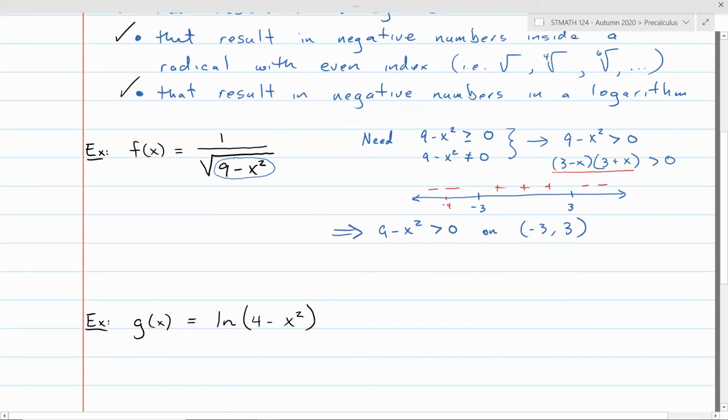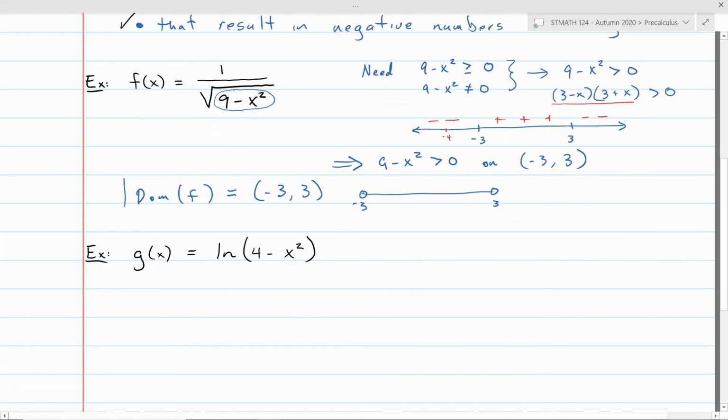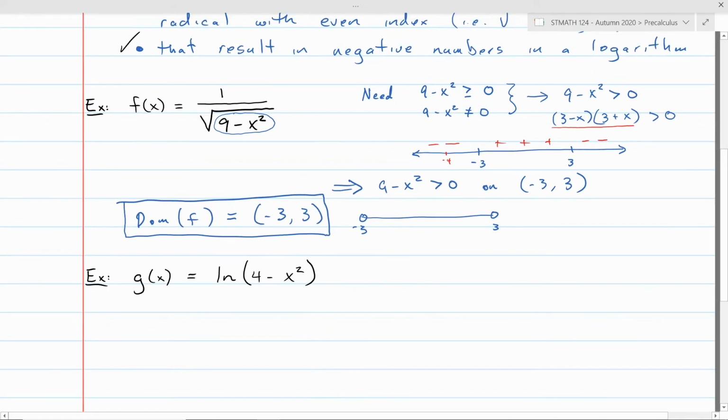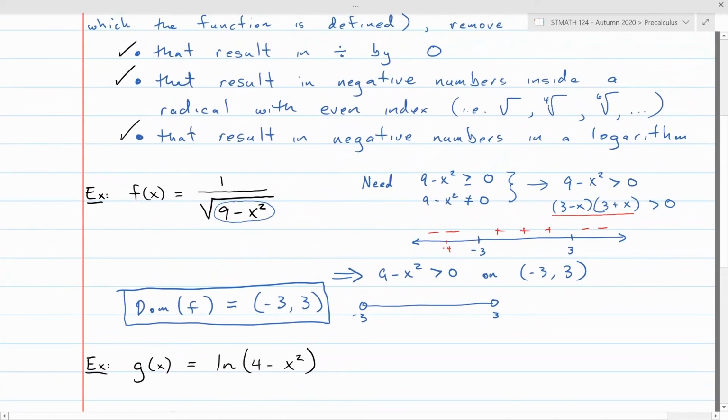So the domain of this function, the numbers that we're allowed to plug into the function, is the interval from negative 3 to 3. That looks like an ordered pair, but we're talking about the interval, right? So we're talking about this interval negative 3 to positive 3. If you have a function, you have to know what numbers you're allowed to plug into it before you can do any calculus with it. So this is important, and it's sort of an often overlooked thing.